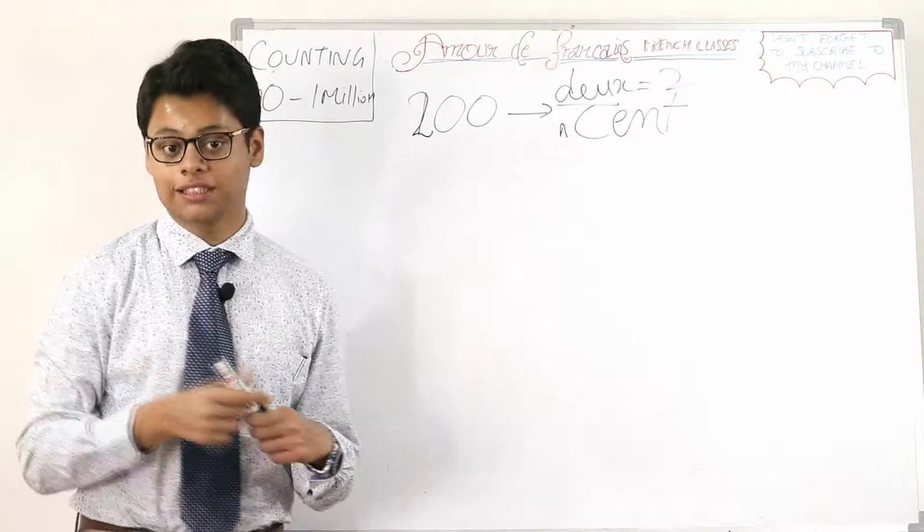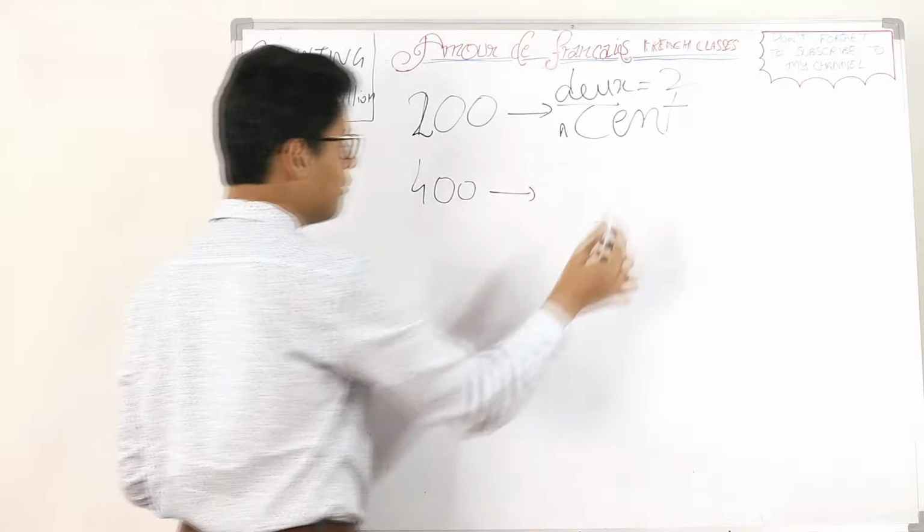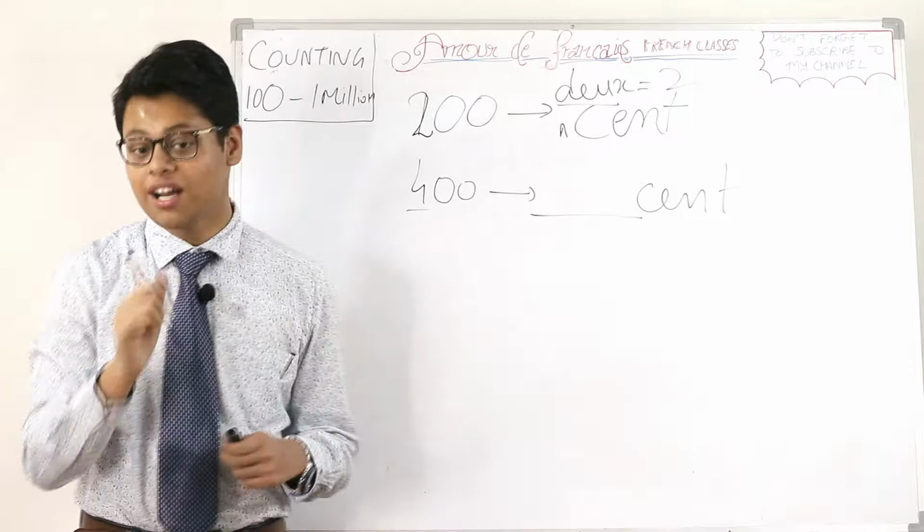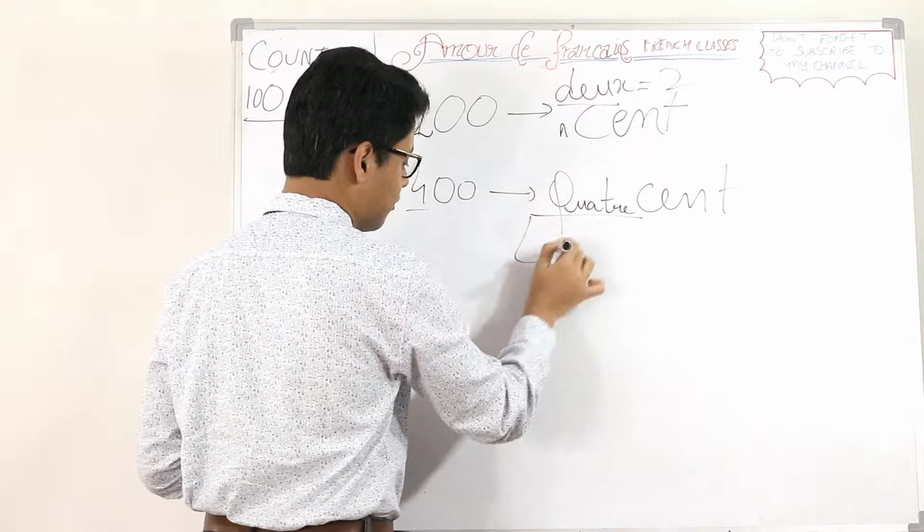Want to take some more numbers? Let's take, say, 400. What will be the 400 one? Blank cent. Think what it will be. If you think it will be quatre, you are correct. It will be quatre cent. Quatre cent translates to 400.